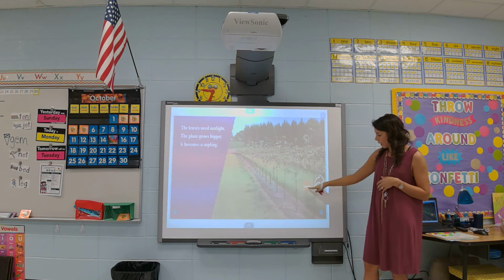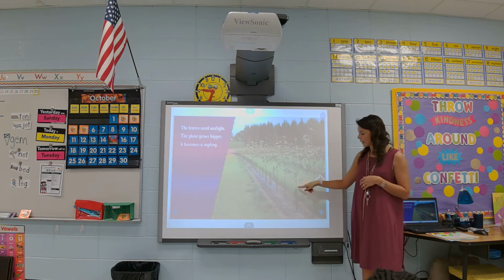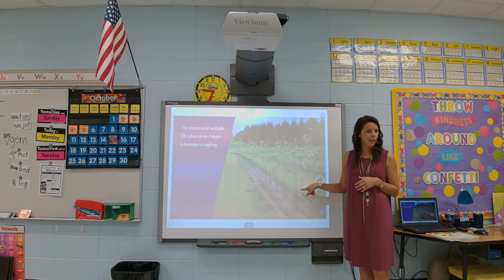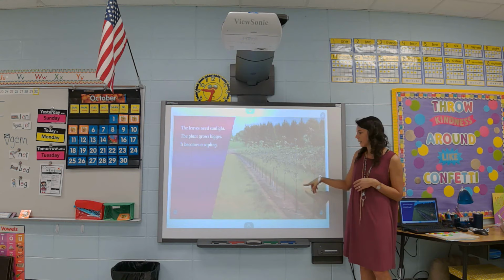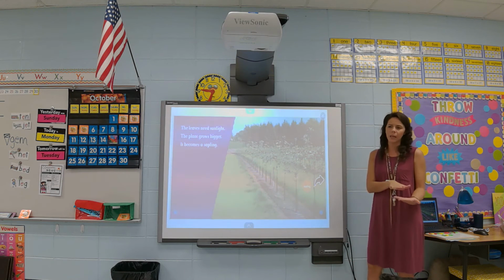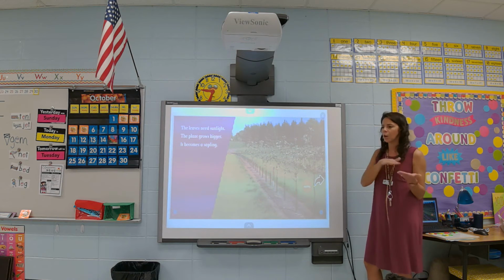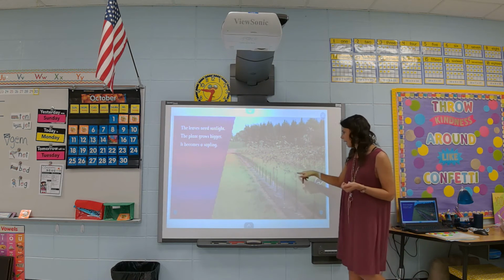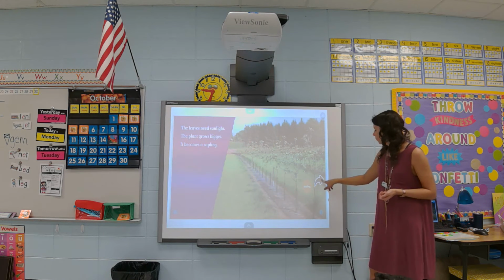Our picture, our diagram's helping us. It's telling us that this is called a sapling. Okay, a sapling, it's not all the way a tree yet. It's still small, but it's not a little plant anymore. So it's in between a little plant and a tree, and we call it a sapling.